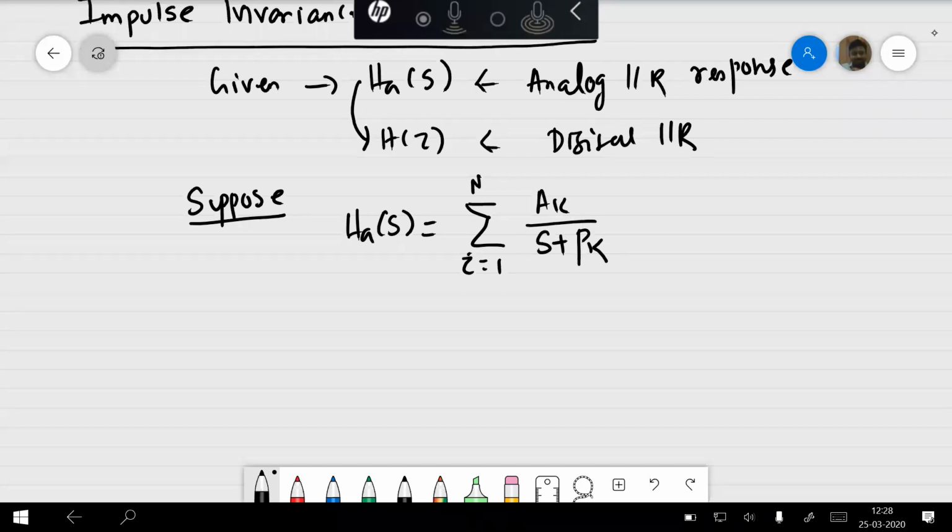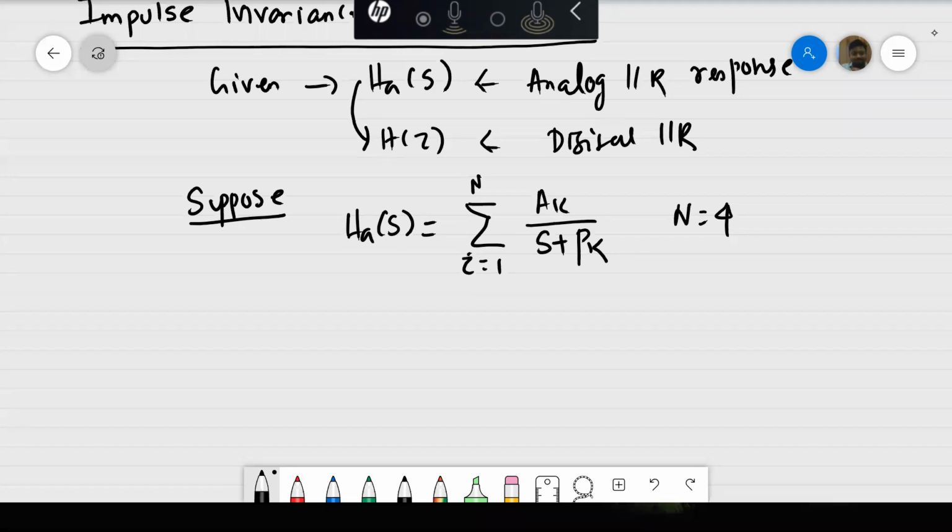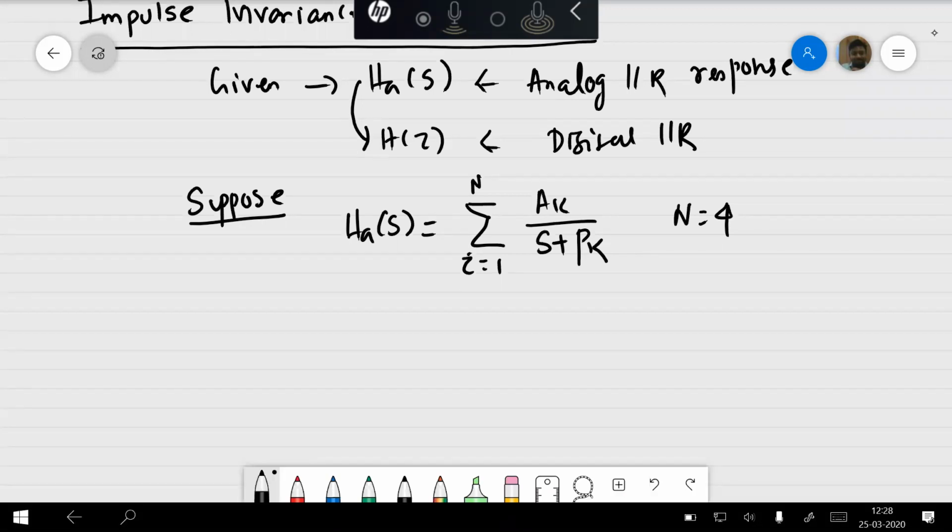Suppose my n is equal to 4. Minus pk, if I am telling... Don't just write that someone is unstable. Let's think whether this impulse response is stable or not. What is the condition for an analog system to be unstable? What is the condition for an analog filter to be unstable?